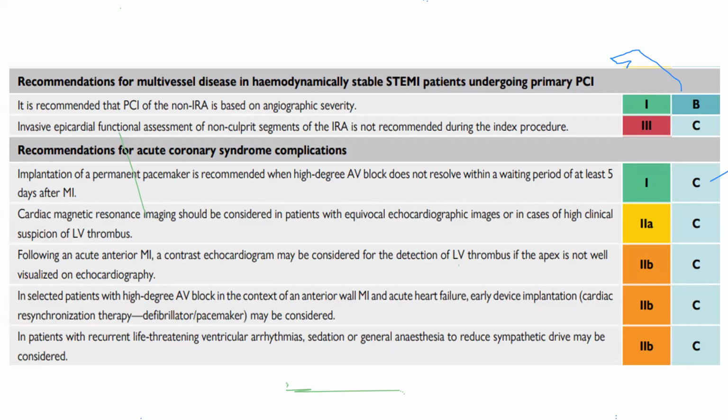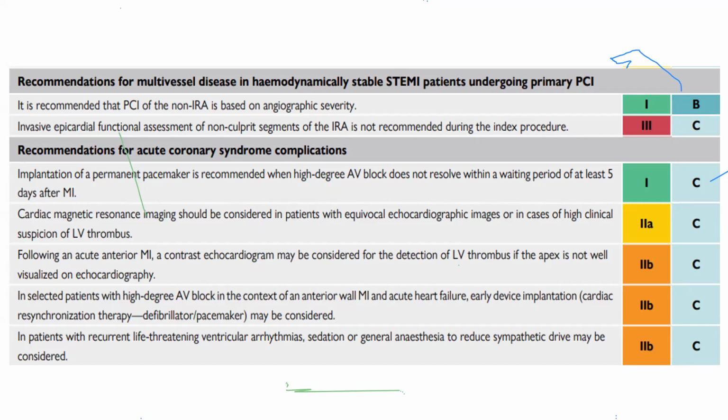the cardiac MRI is a good option. Following acute myocardial infarction, contrast echocardiogram may be considered for detection of the LV thrombus if the apex is not visualized. So similar to that of the cardiac MRI. However, the cardiac MRI is placed above that of the contrast echo.